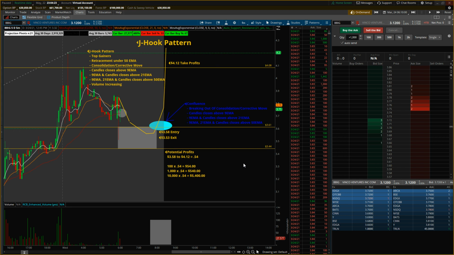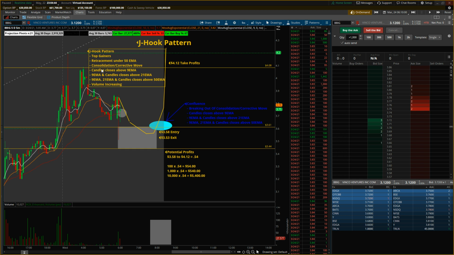Like I said, I was going to do a little bit more training on this. The requirements for the J-hook pattern: it's going to be on the top gainers. Retracement under 50, which you're going to see right here in this area. You have a consolidation and a corrective move in this area right here, which lasts maybe about 30, 45 minutes.